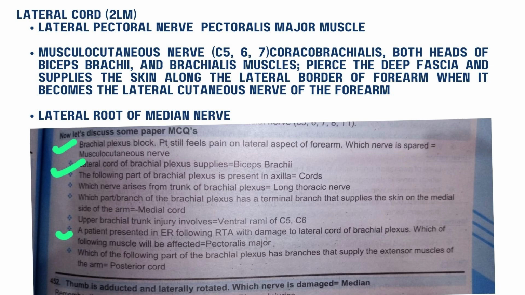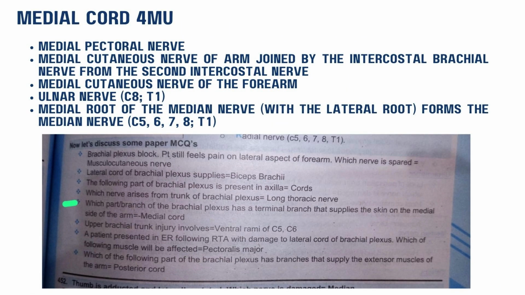Then we are going to talk about the medial cord. The mnemonic to remember its branches is 4MU. There are four Ms: the medial pectoral nerve, which is a branch of the medial cord, whereas the lateral pectoral nerve is a branch of the lateral cord; the medial root of the median nerve, so the lateral root is from the lateral cord and the medial root is from the medial cord; the medial cutaneous nerve of the arm; and the medial cutaneous nerve of the forearm. The medial cutaneous nerve of the arm is joined by the intercostobrachial nerve, which is the second intercostal nerve. And U is for the ulnar nerve.